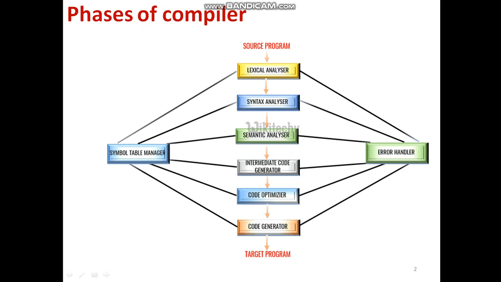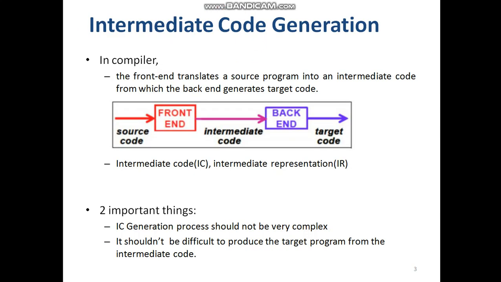In the phases of the compilation process, the first four phases can be combinedly called the front end of the compiler, and the remaining two phases, the code optimizer and code generator, can be combinedly called the back end of the compiler. So this intermediate code is actually the output of the front end, which will be received by the back end, and from this intermediate code, the back end of the compiler will generate the target code. This intermediate code can also be called intermediate representation or IR.